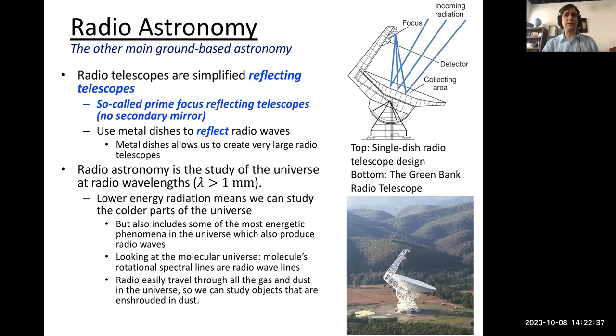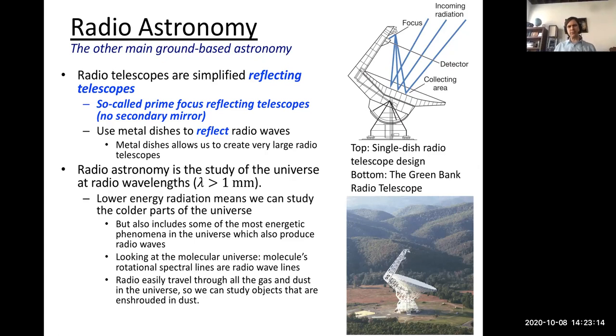So we actually call these prime focus reflecting telescopes. Something that you don't need to know. No secondary mirror, but it makes all radio telescopes look like this. This is the Green Bank Telescope in West Virginia. And clearly this diagram was based off of this telescope. This is the largest single dish steerable radio telescope, where they can point it anywhere in the sky. So we're going to use metal dishes to reflect radio waves, which means that we can make radio telescopes really, really big because we can form a very large metal dish and it won't deform underneath its own weight.